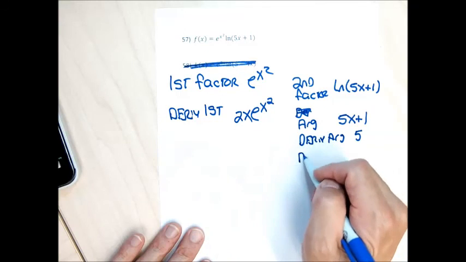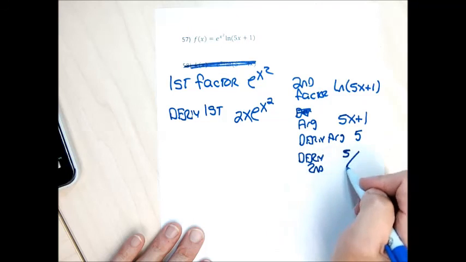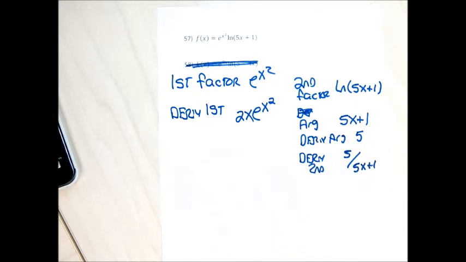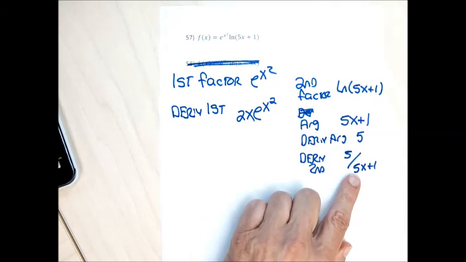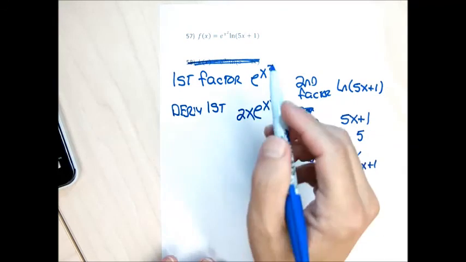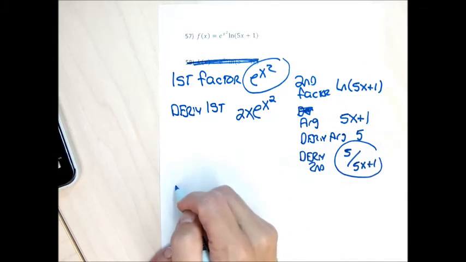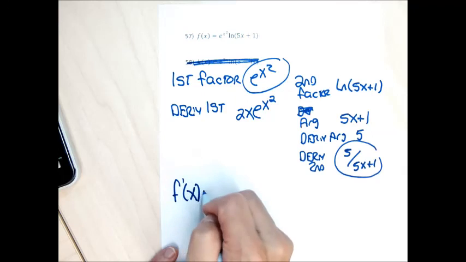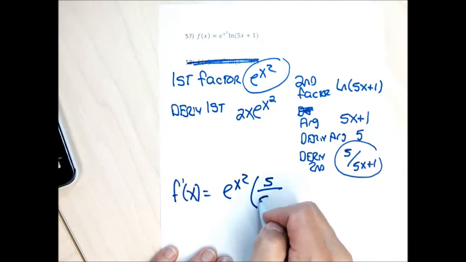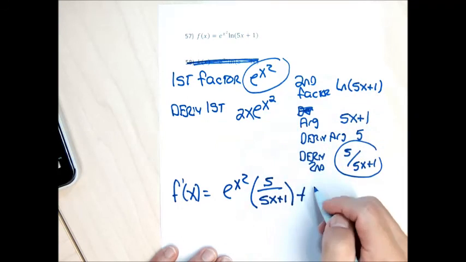And so for the derivative of the second, it's going to be 5 over 5x plus 1. You can't cancel the 5s. You can only cancel when a 5x plus 1 cancels with another 5x plus 1. Well, this is absurd. So when I go to write this down, first factor times derivative of the second, so I'm going to write f prime of x equals first factor times derivative of the second plus second factor times the derivative of the first.